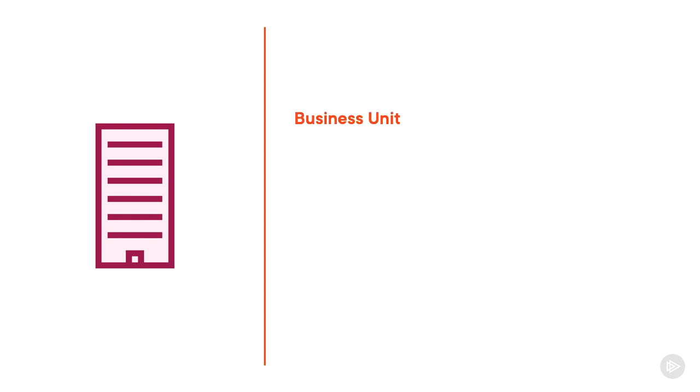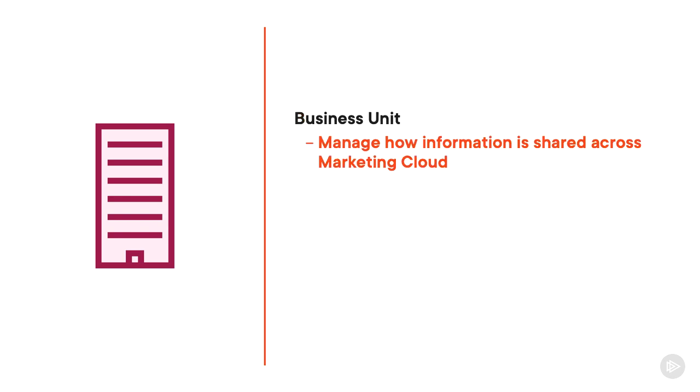Now, the first thing I want to call out about business units is that this is only going to be relevant for you if you have multiple business units or lines of business within your instance that you'll be working on. But it's still important for you to understand the basics. Business units are a way to control how information is shared across Marketing Cloud. This provides you the ability to manage data control and brand separation inside of your single instance of Marketing Cloud.